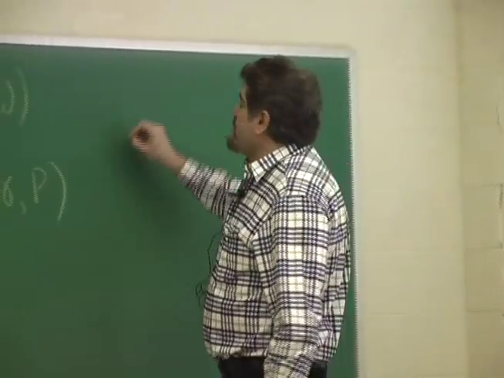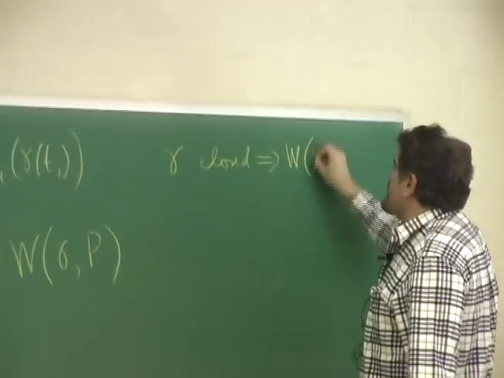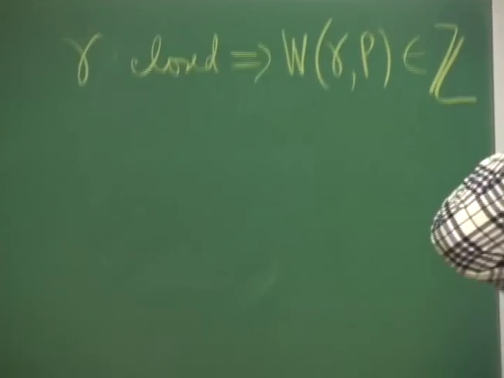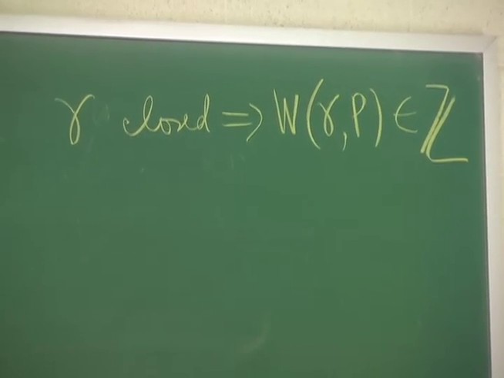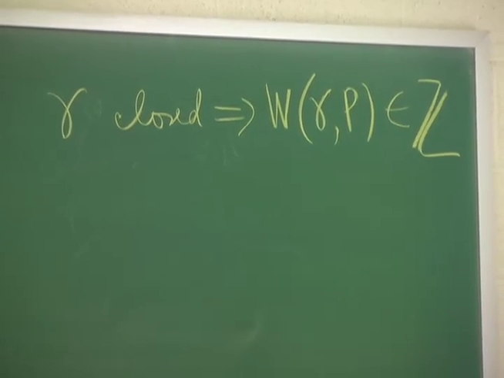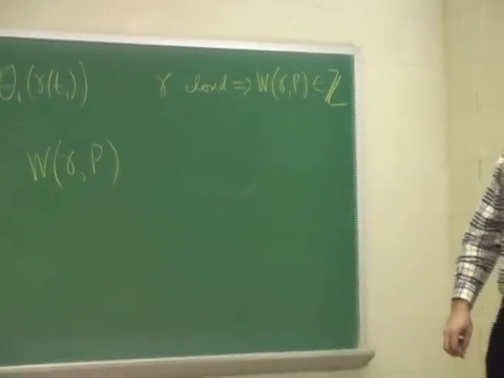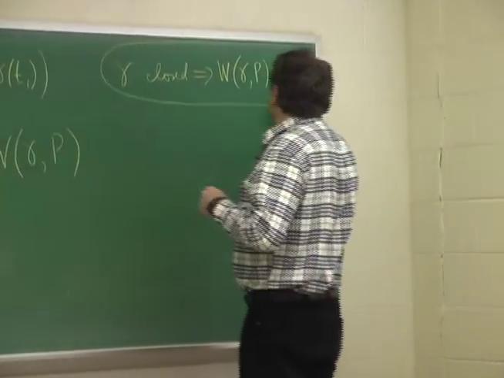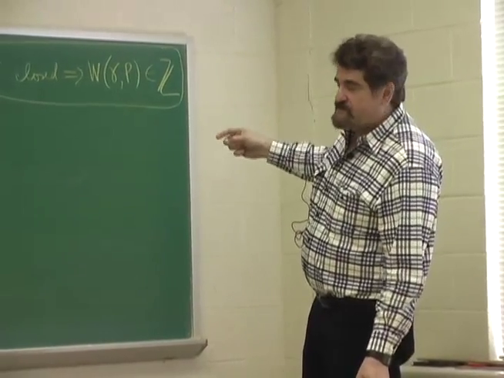In particular, if gamma is closed, then W gamma P is integer. If gamma is closed, then this is integer. How can I prove this? Again, let us practice on that. This is not a big deal. And it is called W, reminds you that this is called a winding number.